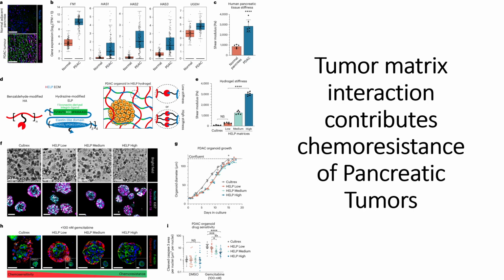HELP low also has high caspase 3, but HELP medium has low caspase 3 and HELP high has very low caspase 3. This indicates that with the increase in the stiffness of the matrix, chemoresistance develops, and this chemoresistance is measured by cleaved caspase 3. That is, fewer cells are triggered into apoptosis in the HELP high matrices. The quantification is shown in panel I, where in the control case with only DMSO, no difference was observed between the different conditions: culture matrix, HELP low, HELP medium, and HELP high.